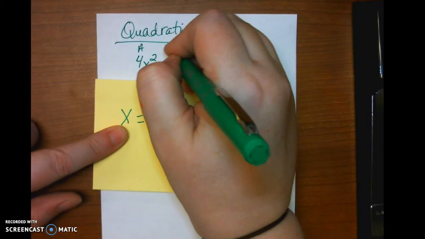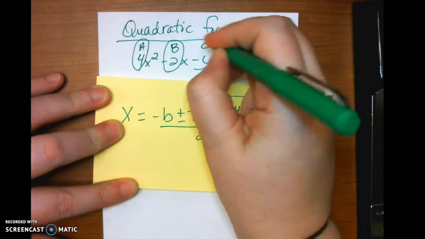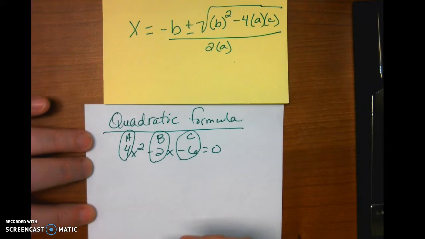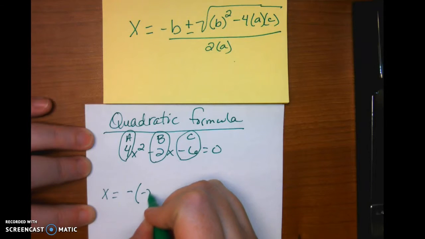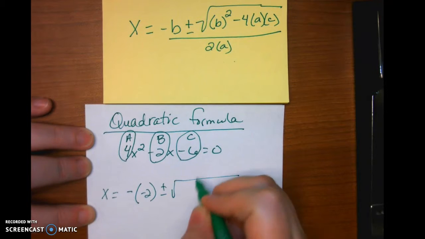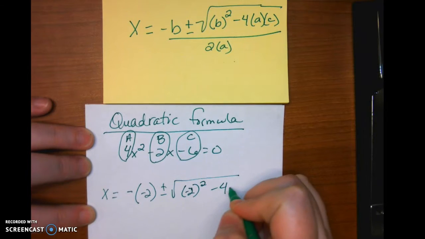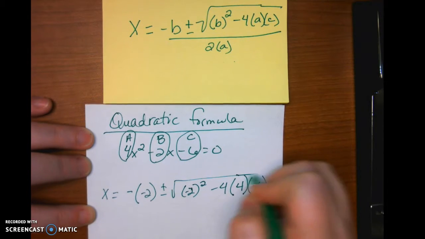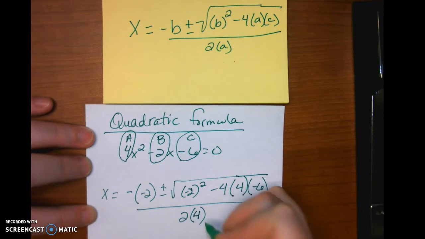Here's my A, my B, and my C. Okay, so put that where you can see it. All right, so I've got x equals the negative of my B, which was negative 2, plus or minus the square root of negative 2 squared minus 4 times negative 6, all divided by 2 times, oh no, not negative. It's 4. Sorry, I was looking at B.